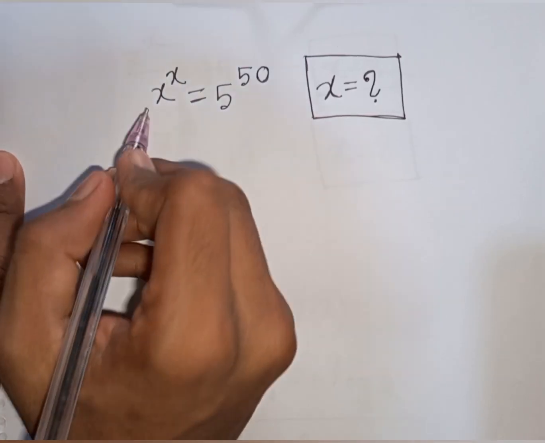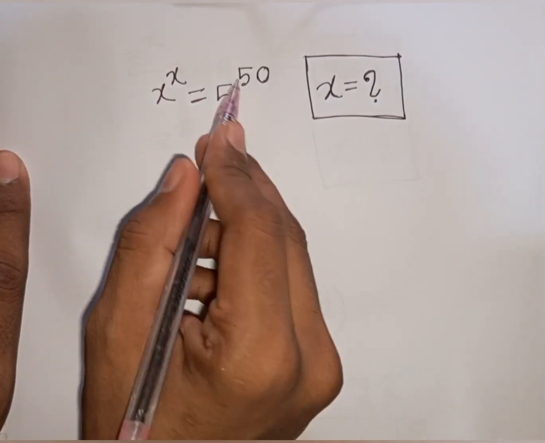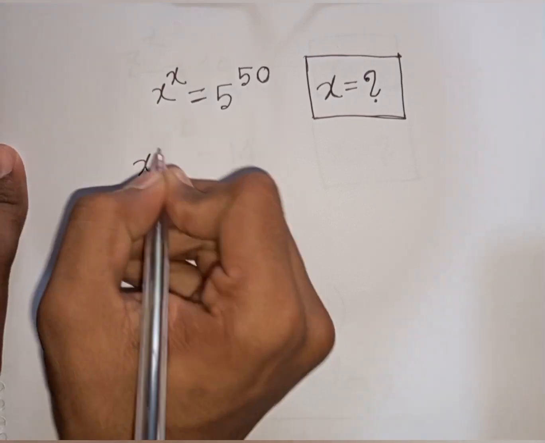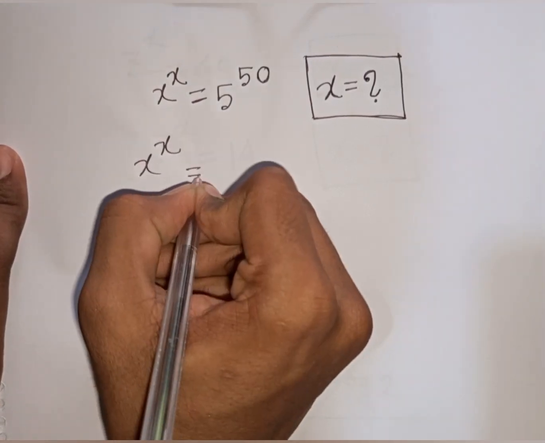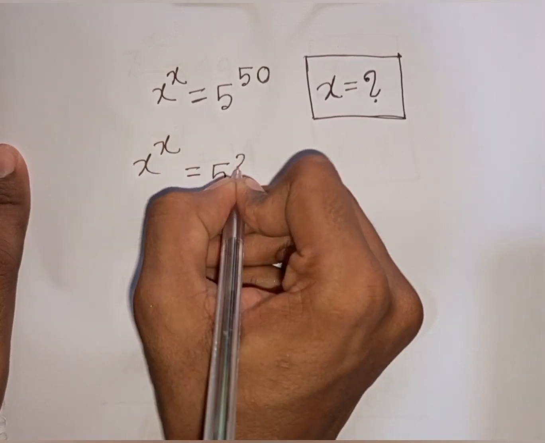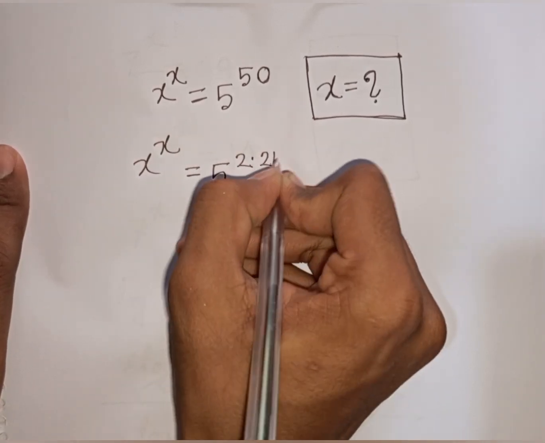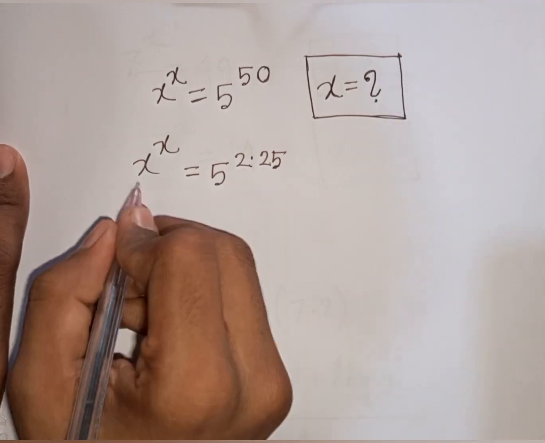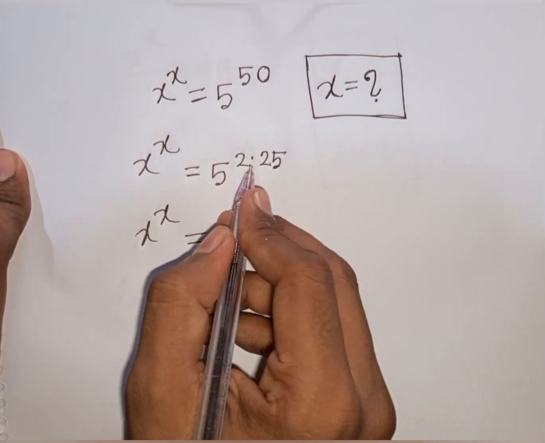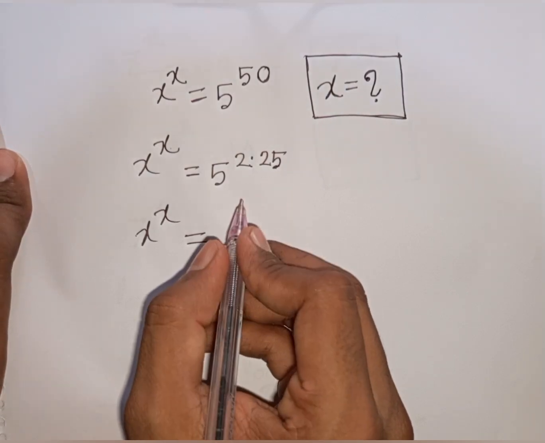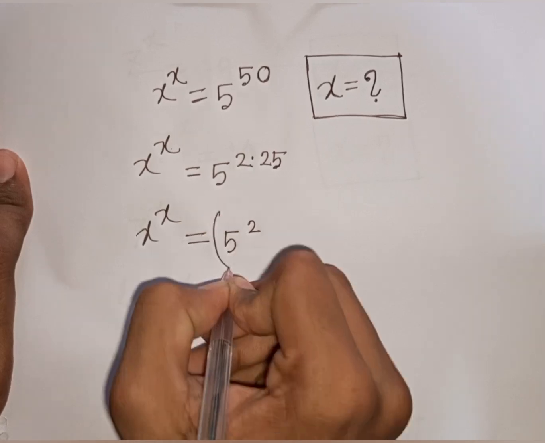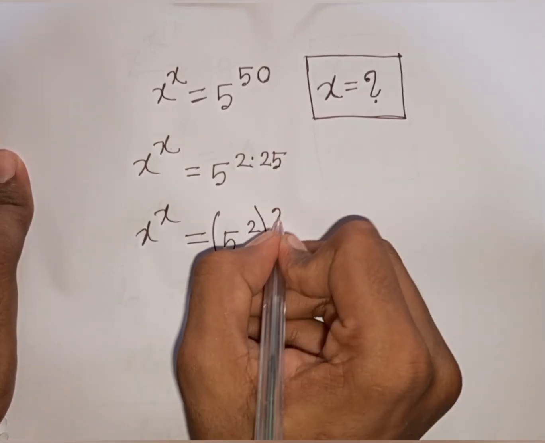How to solve x power x is equal to 5 power of 50. Find the value of x. So we have x power x is equal to 5 power of 50, which can be written as 5 power of 2 times 25. Now 5 power of 2 times 25 can be written as 5 power 2, then bracket power of 25.